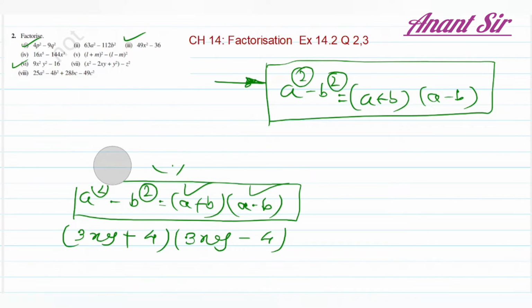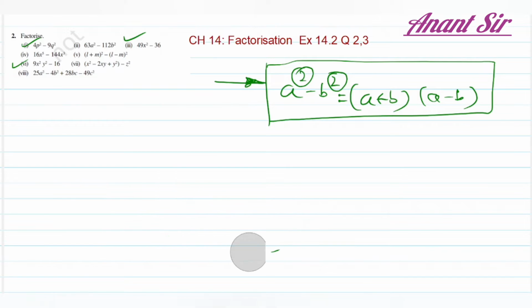So now we'll solve question number 2 finally. Okay, so move on to question number 2 now. It is 63a square minus 112b square.